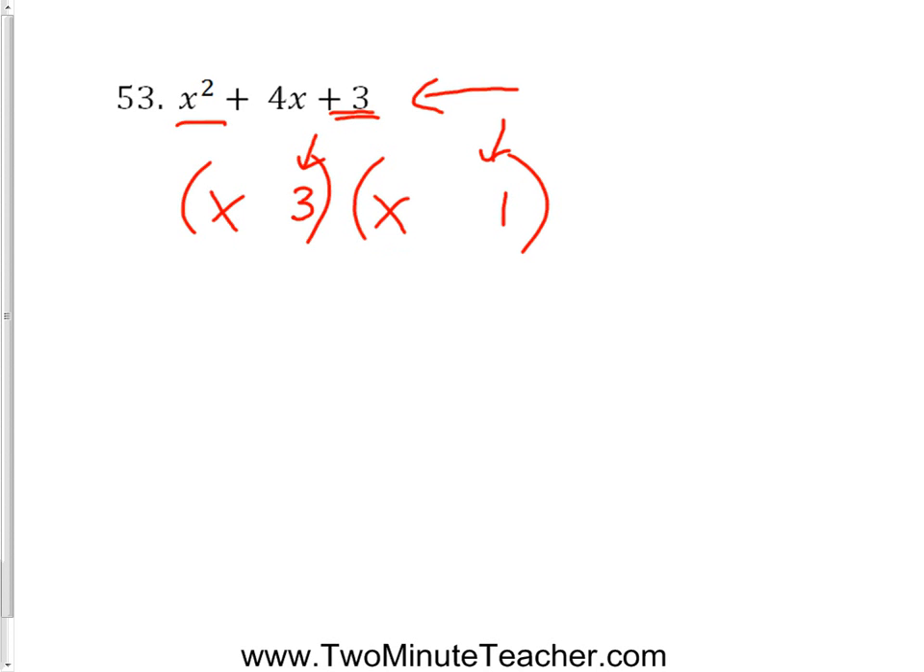So if I have 3 and 1 as my factors there, then I go, well, what's left? I just have to put a sign in here, and it's really easy to figure out what sign, because there's only positives in the problem. It must be plus and plus.